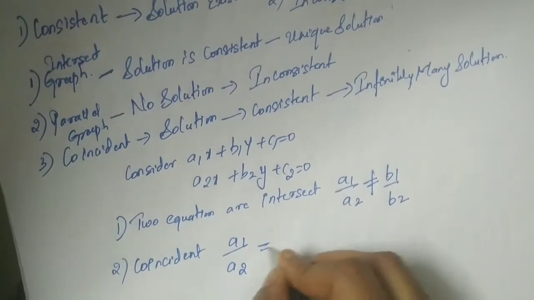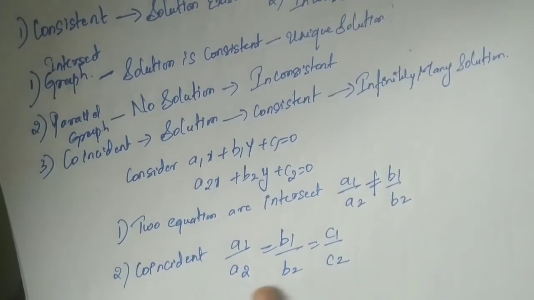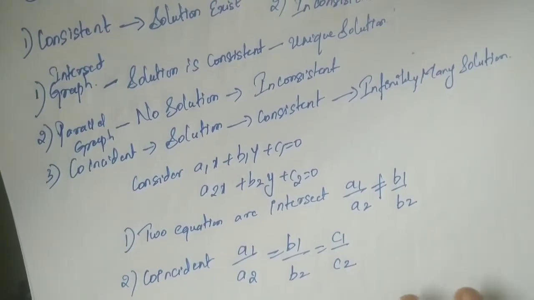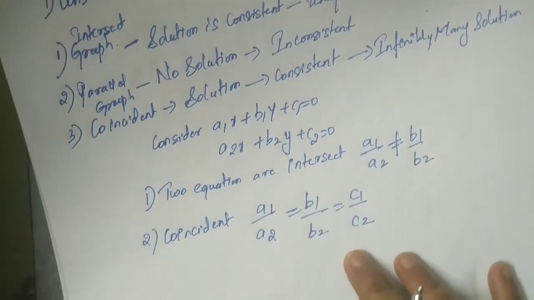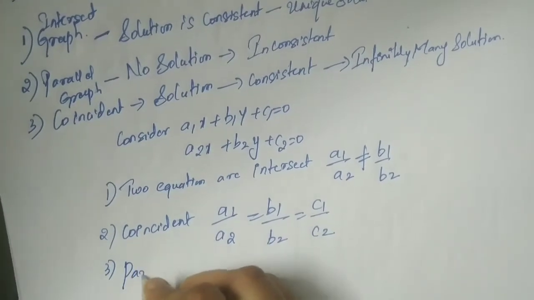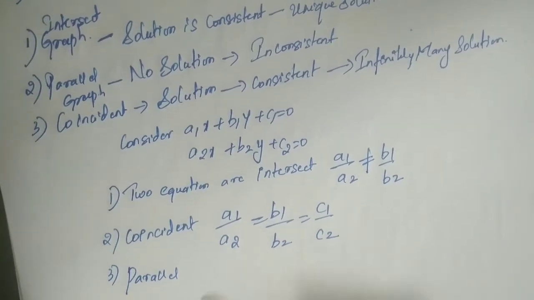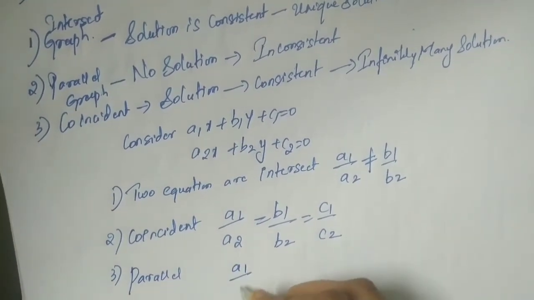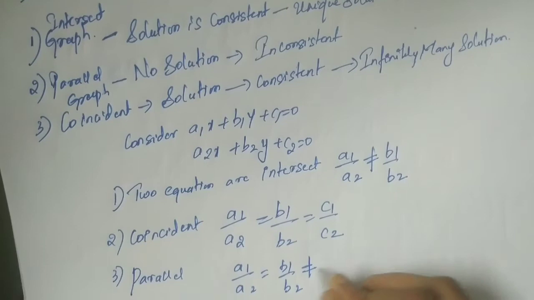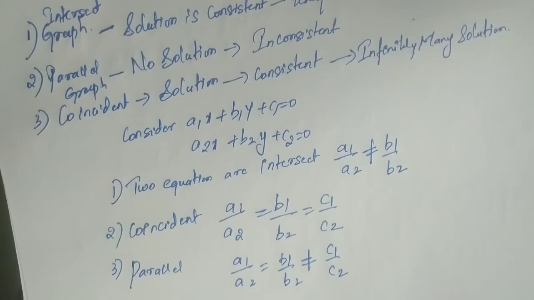Next we'll go for coincident. Coincident means you should have the relation a1 by a2 equal to b1 by b2 equal to c1 by c2. Coefficients of x equal to coefficients of y equal to constants. All three have to be satisfied. If you are able to check from the given question that a1 by a2, b1 by b2, c1 by c2 are equal, then you can clearly say the graph will be coincident. And the third case is parallel. a1 by a2 is equal to b1 by b2. The first condition will be satisfied, but it will not be equal to c1 by c2.